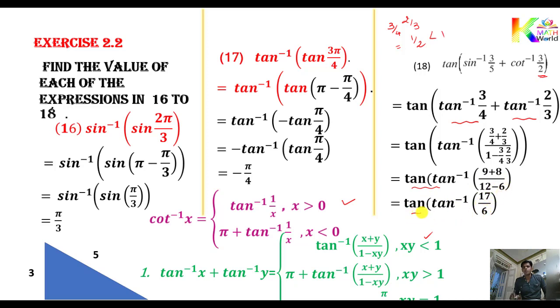So now both are inverse of each other. Outside is the tan function and the range for tan is R, so no need to check the range for tan. Okay, so what should be the answer? 17 by 6. That will be your answer. Okay. Now, next one.